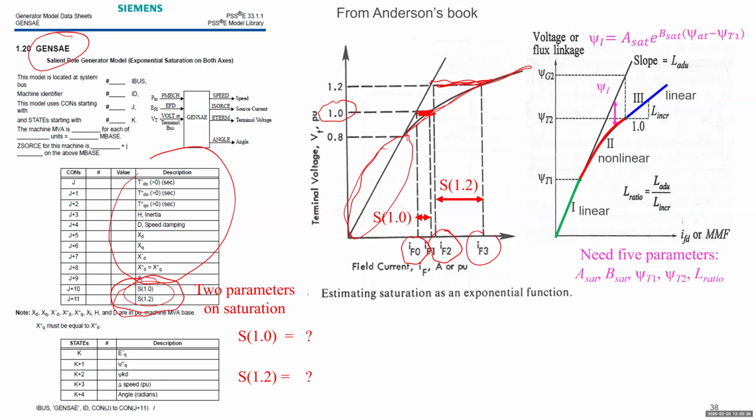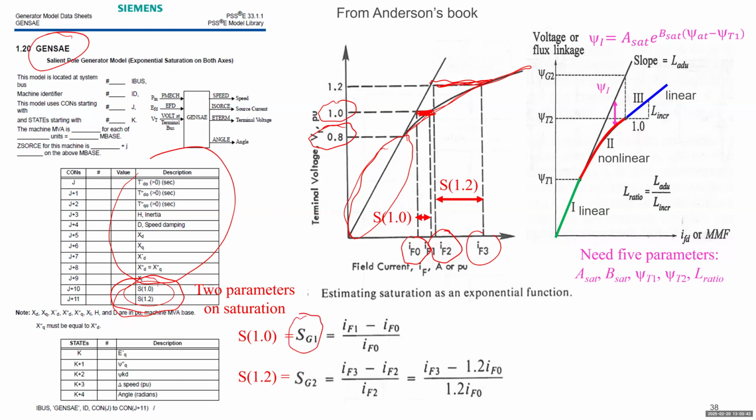Okay, and this curve assumes lower than 80% of nominal voltage, we can ignore the saturation. All right, so now the formula to calculate IS 1.0 and IS 1.2: both are actually about the value of a certain function SG. SG just models the deviation of this curve from a linear function.